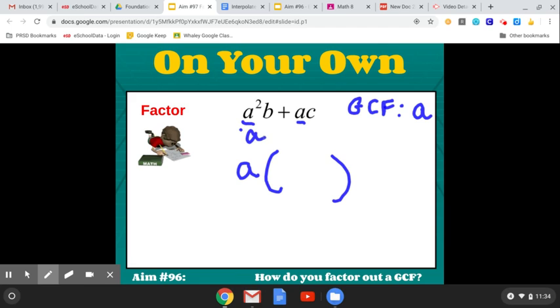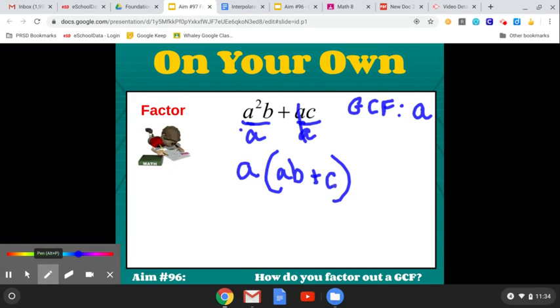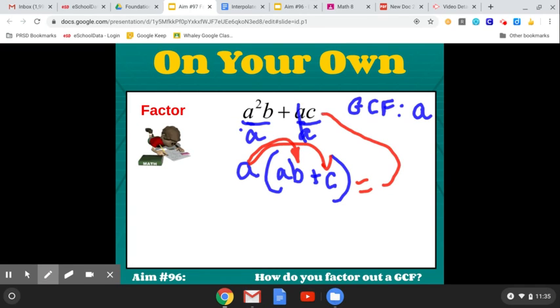Divide by A here. Divide by A here. A squared B divided by A will leave me with AB. Here the A's will cancel and I'll be left with C. So A times AB plus C is my final answer. Now, if you want to check it, you could always go ahead and distribute this and see, when you distribute, do you end up with your original problem? If so, you know you've probably factored out the GCF correctly.